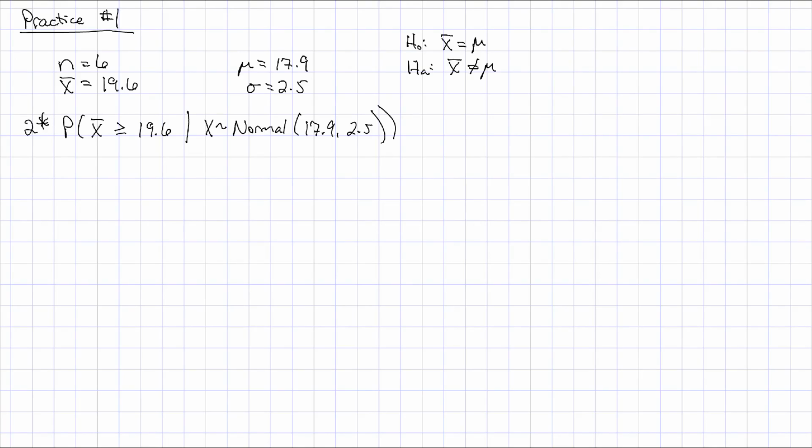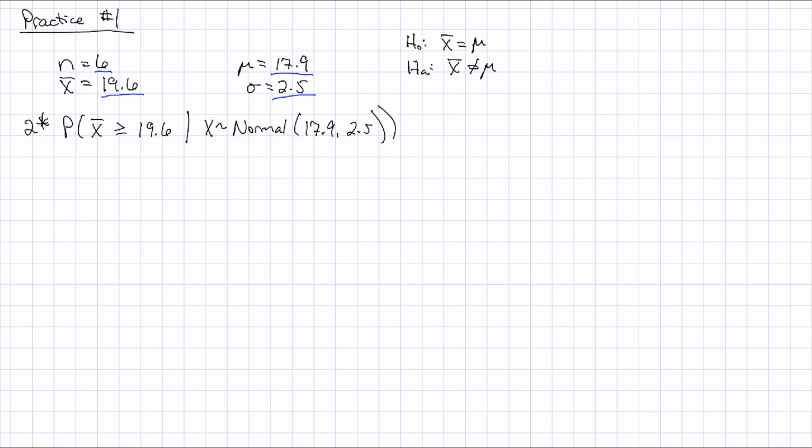For practice 1, I start by listing out all of the known variables given in our problem. So we have a sample size of 6. That's what I mark as n. A sample mean of 19.6. Population mean of 17.9. And a population standard deviation of 2.5. Our question was, does our sample belong to this species?